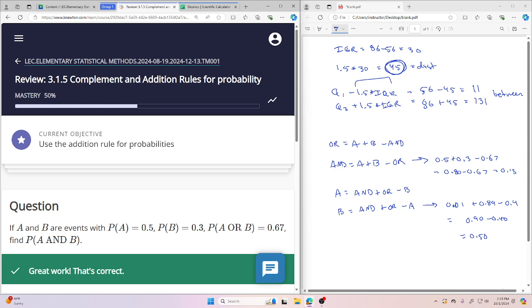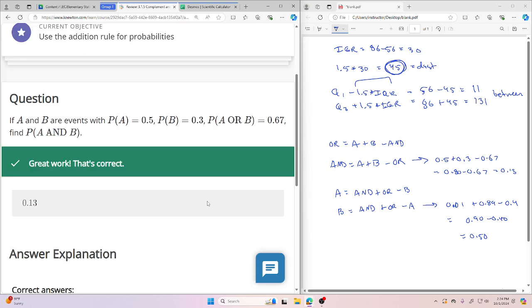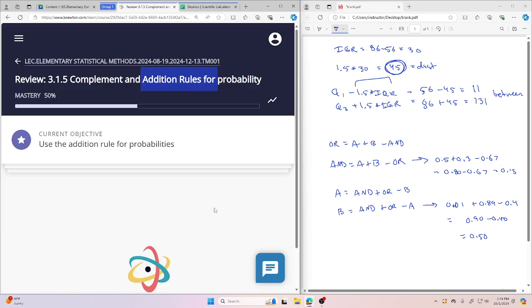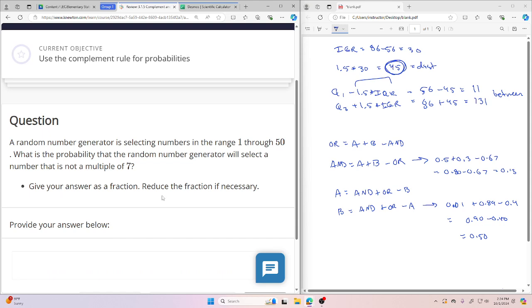Complement and addition rule. Addition rule would be the main thing there. They won't give you topics like that though on the test. They'll just do the whole thing. So it's hard. I say we shouldn't rely on topic. I guess more just what does it look like.